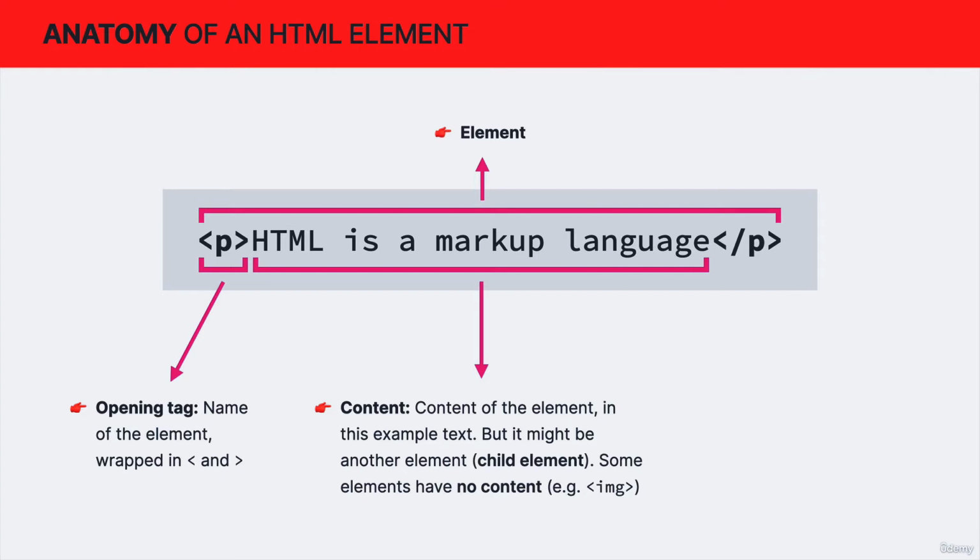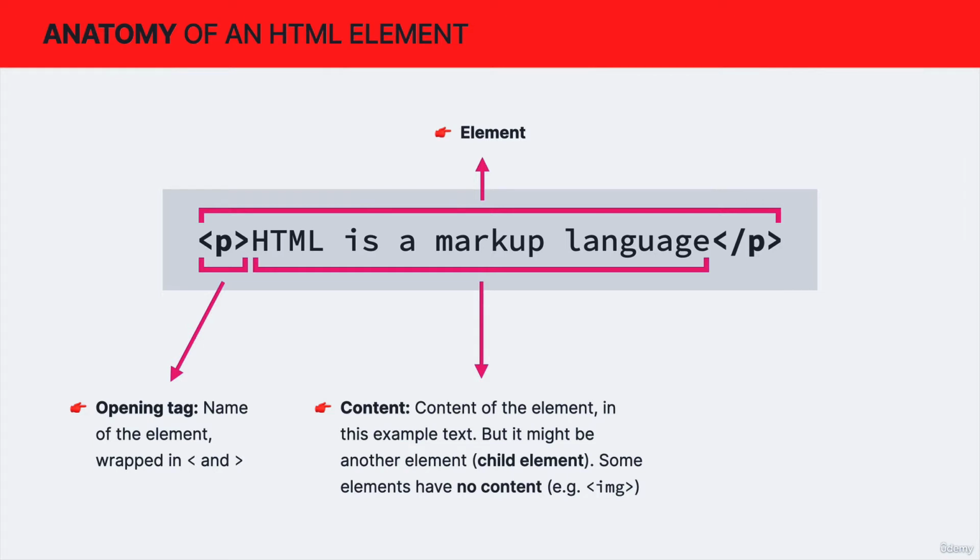So in this example, that is just text, but there might be other types of content. For example, an element can contain in itself another element, which we then call a child element. Also, some elements, such as images, have actually no content at all and have only an opening tag. And all of this will, of course, become very intuitive as we start writing HTML.